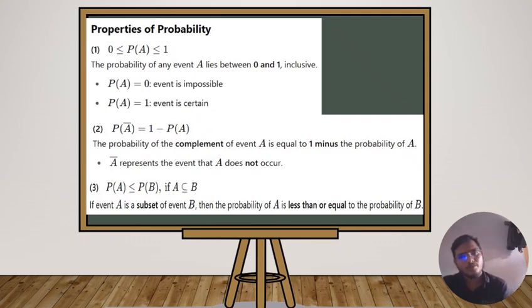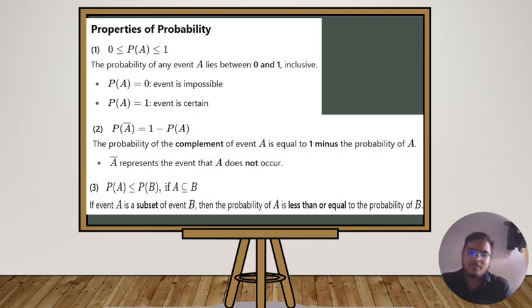So the first property is 0 is less than or equal to P of A, which is less than or equal to 1. The probability of event A always lies between 0 and 1. It does not go above 1. A certain event has probability equal to 1, and an impossible event has probability equal to 0. And the second property is P of A bar is equal to 1 minus P of A. P of A bar means that the event does not occur.